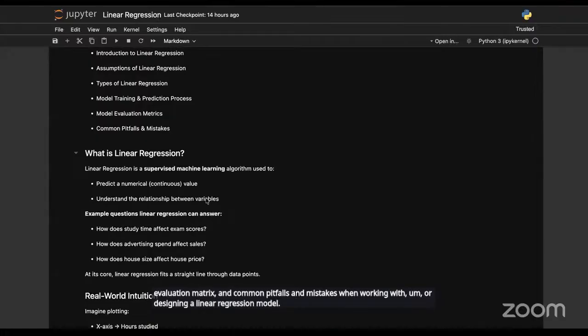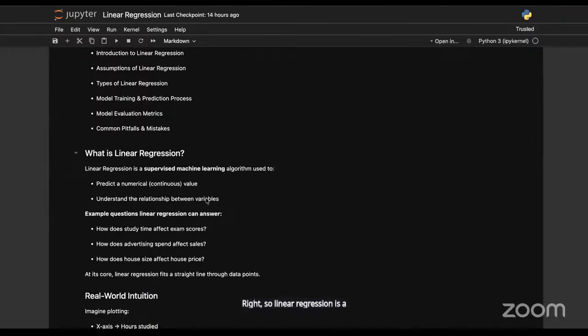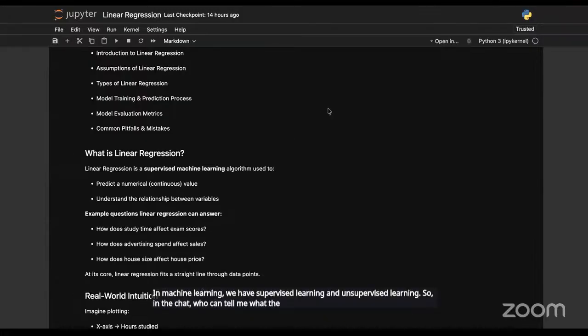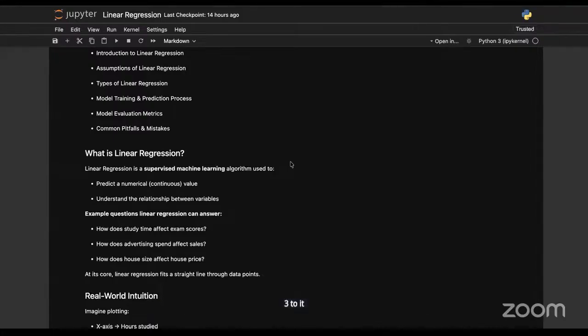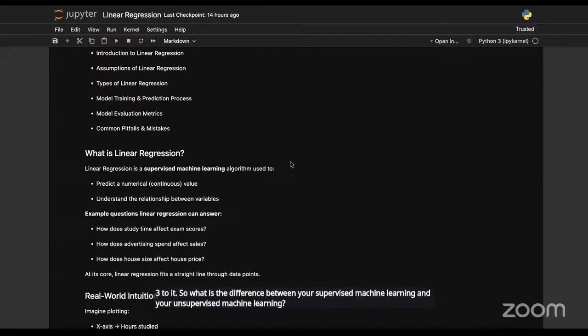Linear regression is a supervised machine learning algorithm. Remember, in machine learning we have supervised learning and unsupervised learning. So in the chat, who can tell me what the difference is? Quick, probably three words, two words. What is the difference between supervised machine learning and unsupervised machine learning? Does anyone know?